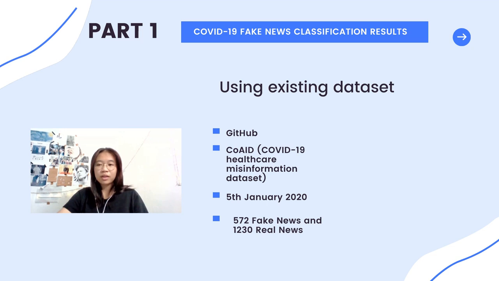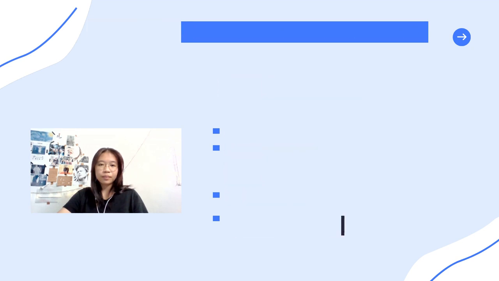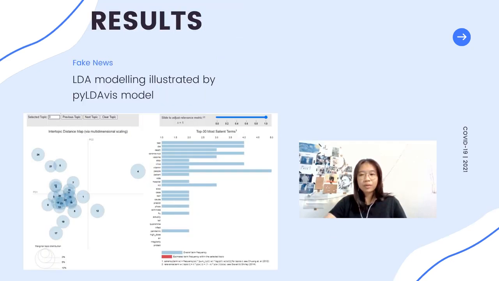In this first part of the study, COVID-19 fake news classification, the existing dataset was used, which was collected from GitHub, and it is titled COVID-19 Healthcare Misinformation Dataset. This dataset was collected on 5th January 2020, and it consists of two datasets, which are fake news and real news. The total of fake news collected is 572 and 1,230 real news. So these are the results for fake news classification, using LDA modeling, which are illustrated by the PyLDAvis model.